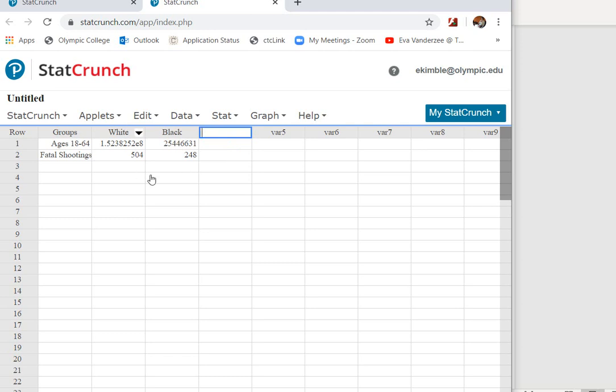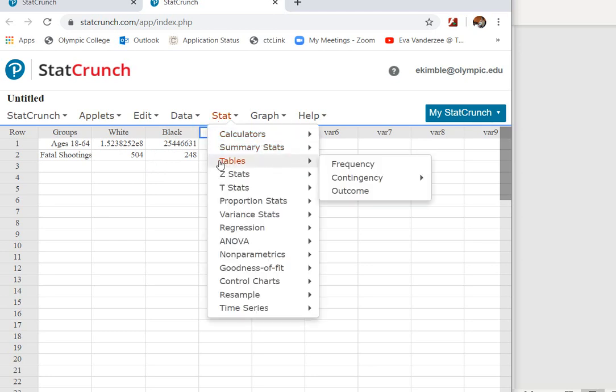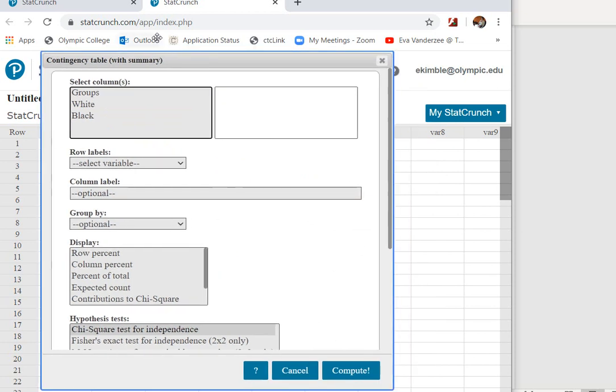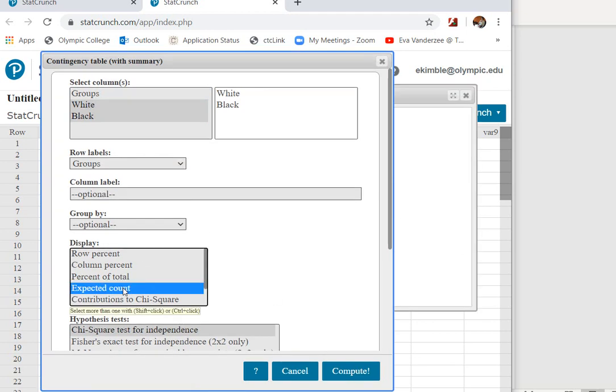Okay, so after you have your data like this, you're going to go to Stat, then you're going to go to Tables, and what these are called are contingency tables. And we're going to do it with a summary. So when we select the columns, we are going to compare white and black. For row labels, we're going to hit groups, expected count. Okay, so I want it to give us our expected count as well. So remember, we are looking at the categories white and black. Our labels are by groups. Okay, and we want to look at expected count.